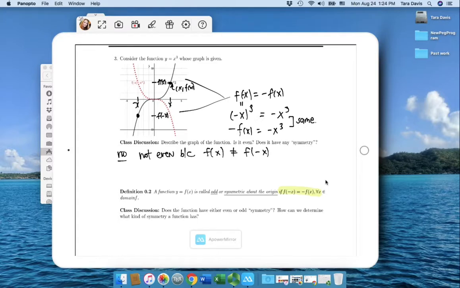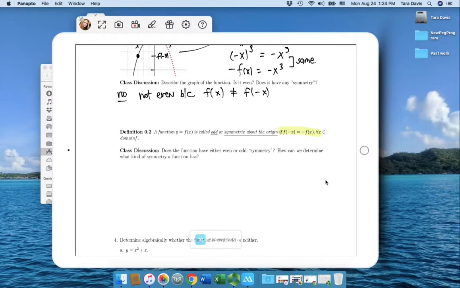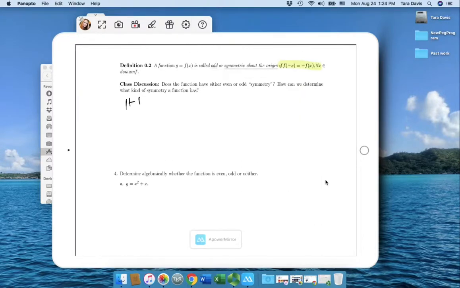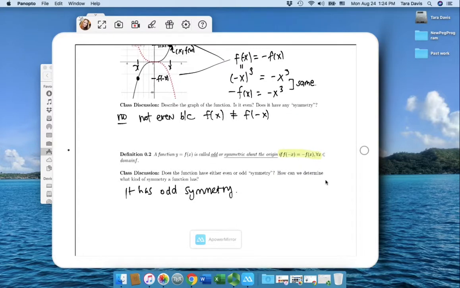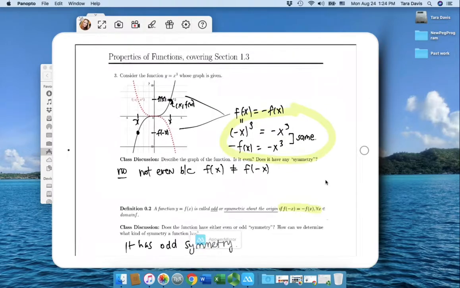So to summarize, in this discussion question whether this function has even or odd symmetry, it has odd symmetry. And I explained the reason for this above because I computed that f of negative x equals negative f of x. Or you can also say that if you reflect the graph about the y-axis and then about the x-axis, it lays back down on top of itself.